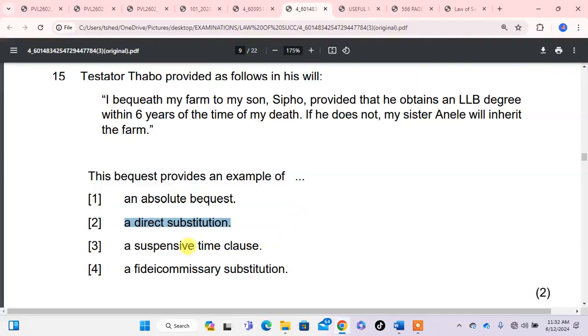However, some people can say it's a suspensive time clause. A suspensive time clause is when things are happening in the future. So here it would say, I bequeath my farm to son Sipho, provided that he reaches a certain age. So when he reaches the certain age, he becomes the owner. Here he has to obtain the LLB degree. If he doesn't, then there is a substitution which will take over, which is Anele.